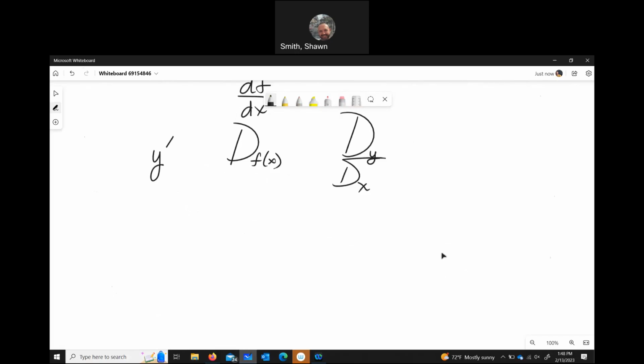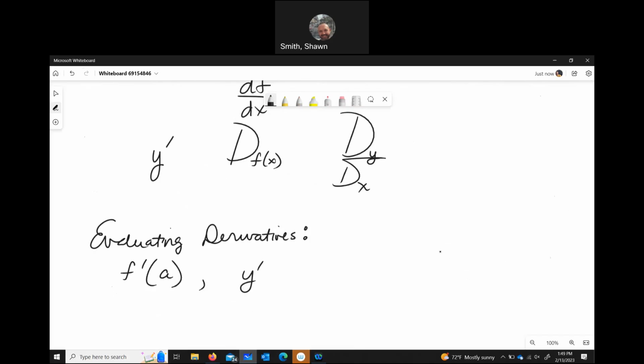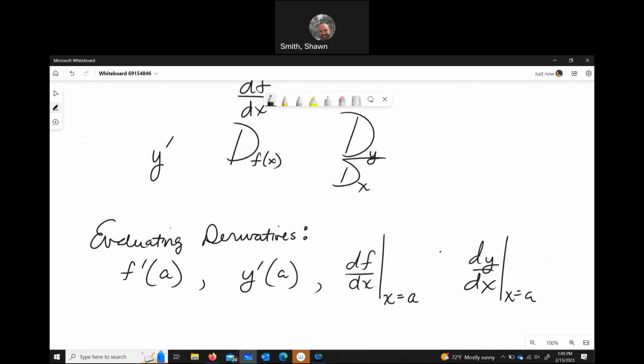All right, so evaluating derivatives. We did some just now, but the notations for that could be f prime evaluated at a. We just did that. That was easy. Maybe it's not a function. Maybe it's just some equation. Y prime evaluated at a. The derivative of the function with respect to x with a vertical line and saying x is equal to a. Now it just means evaluate the function at a. Or you might have just dy over dx evaluated at x equals a. So plenty of ways to do that.